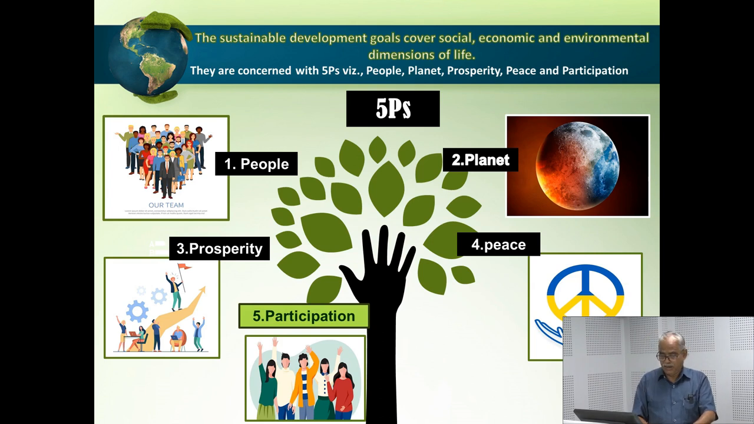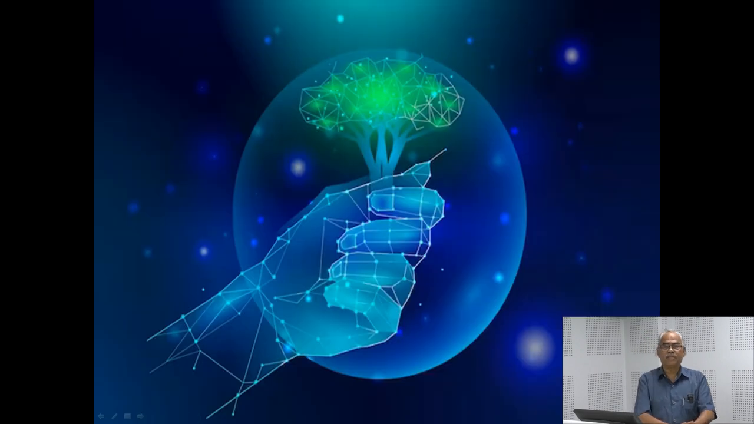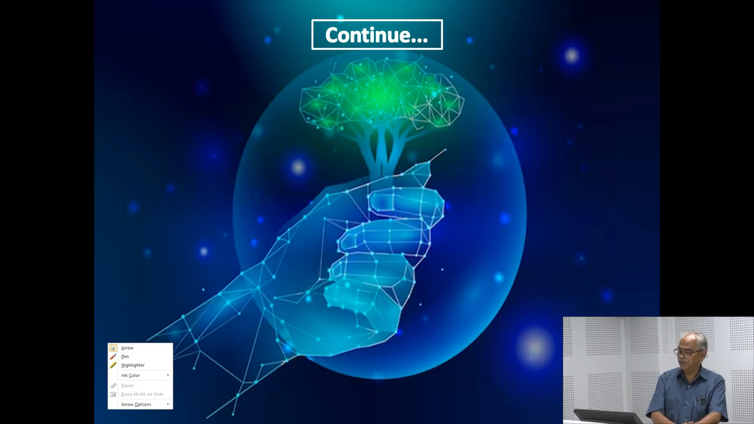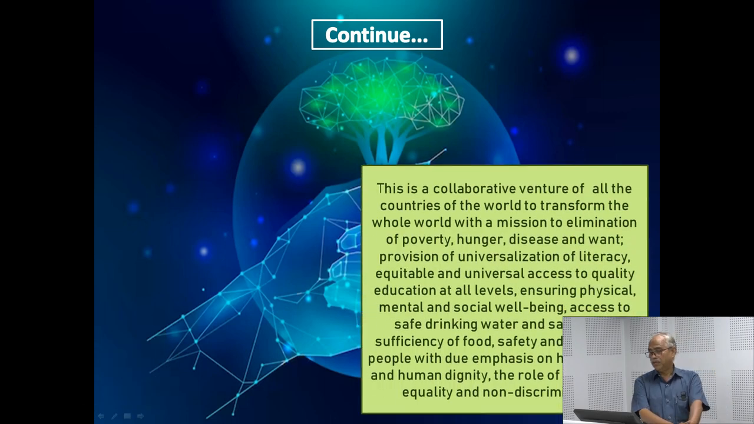When I talk about sustainable development areas, we are talking about the collaborative efforts to be made by individuals and at national level, international level, where all the countries of the world will take the lead to transform the whole world with the mission to eliminate poverty, hunger, disease, and want. There should be provision for universalization of quality education throughout life with the principle of equity and inclusiveness.